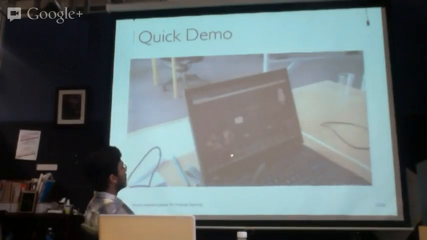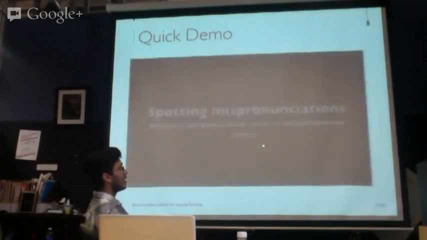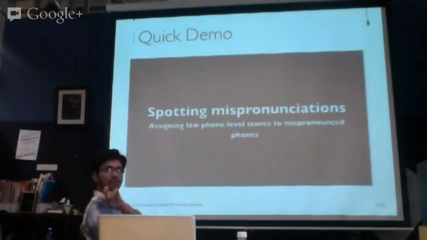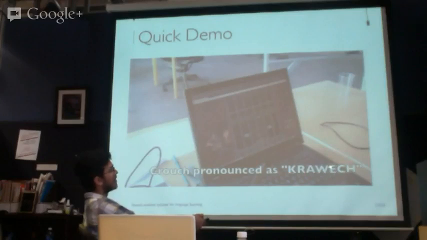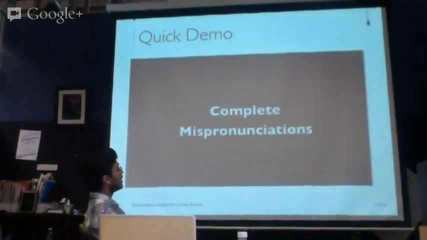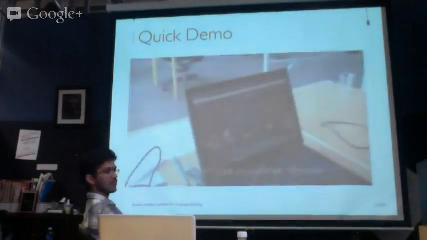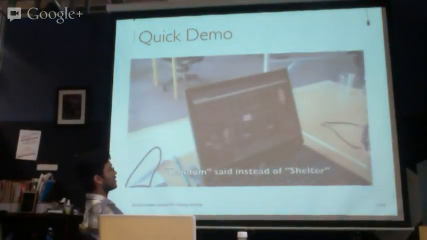School, brand, shelter. You pronounce the word, and then it gives you feedback on how you're pronouncing each individual phonetic unit. I deliberately pronounce it as college. And it would flag that particular part of it. If you say something completely bizarre, it spots that as well. I say random instead of shelter.